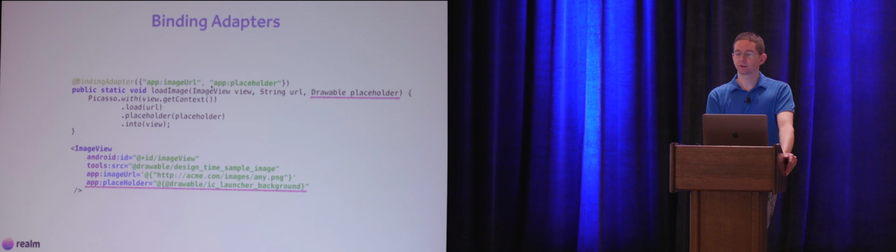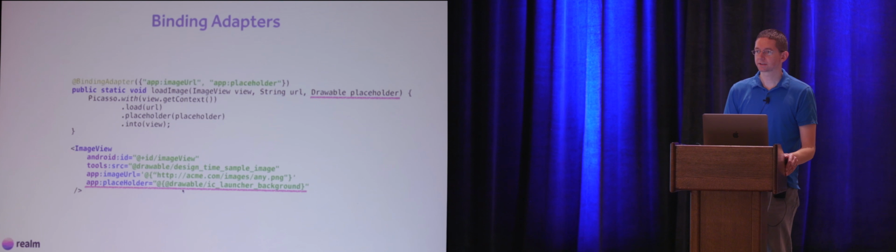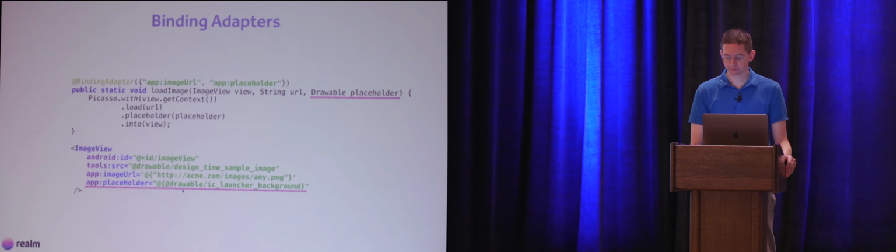So you can add extra arguments too. If you wanted to add, say, a placeholder image, you could totally do that. You just add another comma delimited custom attribute here. And again, you follow it down. Image URL is a string, placeholder is a drawable. And notice here I'm using that @drawable syntax to pull in a drawable from my resources.